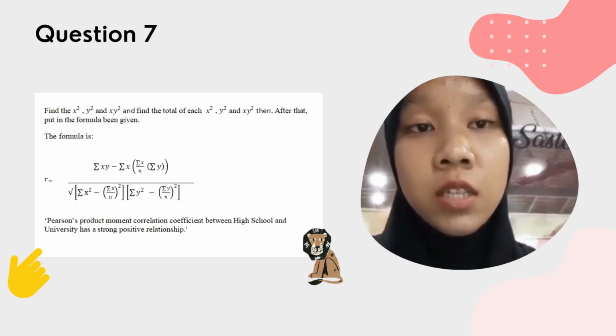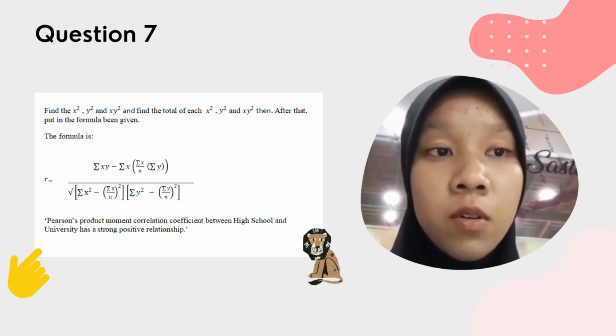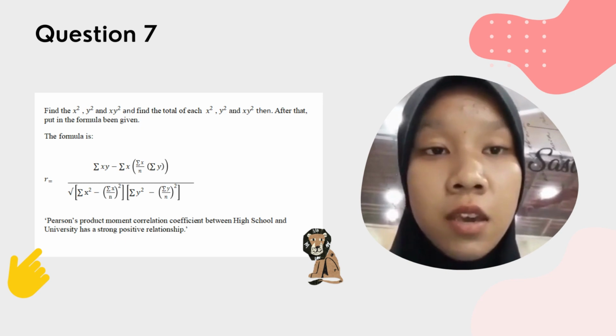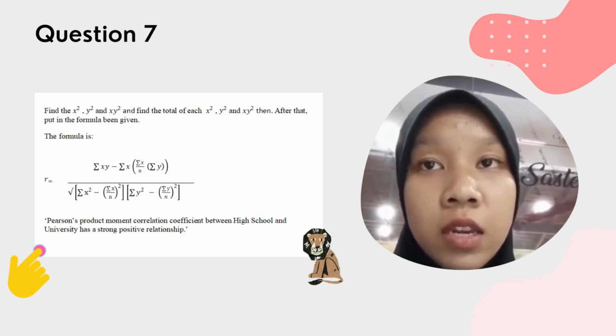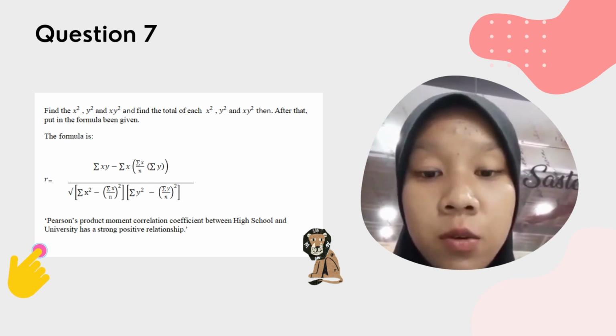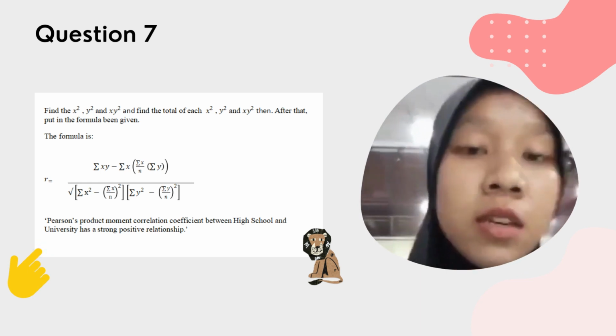Question number 7: what is the correlation between high school GPA and overall university GPA? As you can see here, you must find out how you want to find dr. dr is Pearson's correlation coefficient.